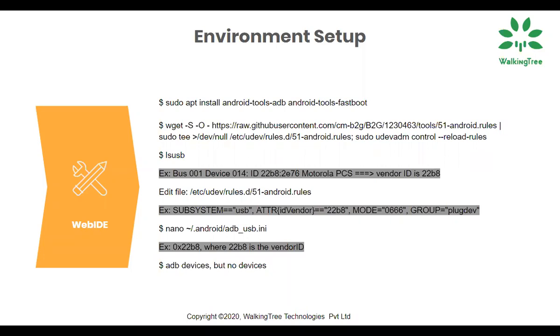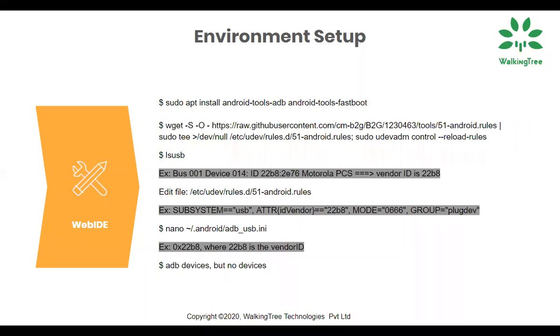To set the required Web IDE, we need to install the Android ADB drivers. Android ADB drivers help you to communicate between the physical device and the desktop. And we need to install even the Android fastboot, which helps you to write the data from the desktop to the physical device. Then you need to do the settings for the USB access.